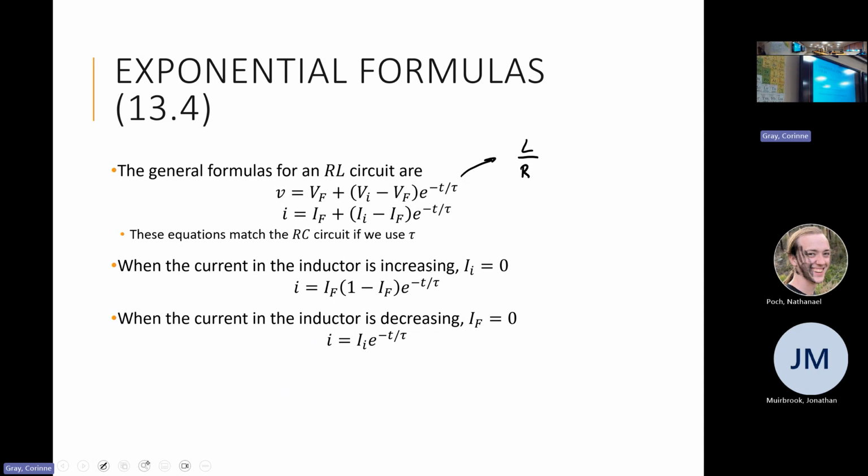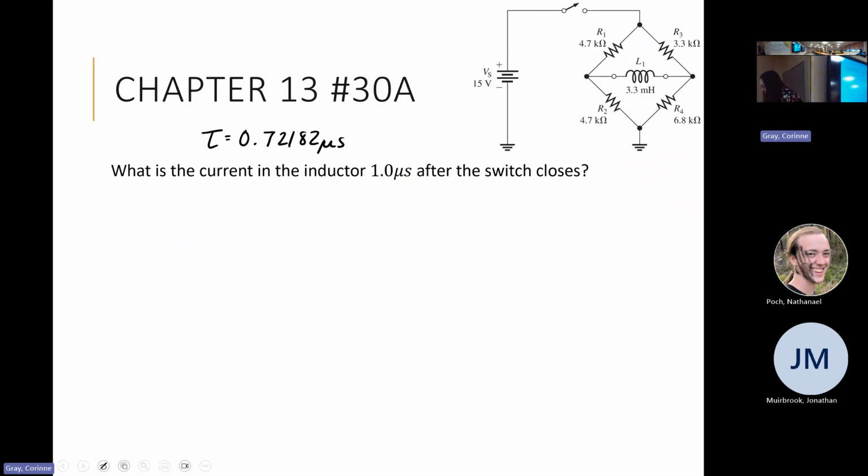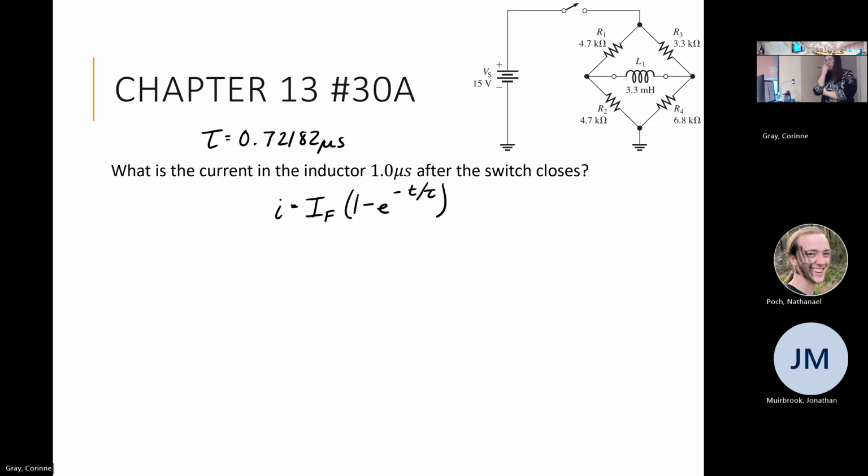Based off of grading your previous work, if you can skip a 0, you typically do so. So we'll start with our equation here. I is equal to IF, 1 minus e to the negative t divided by tau. So we solved for tau in doing number 29. What is our t value?